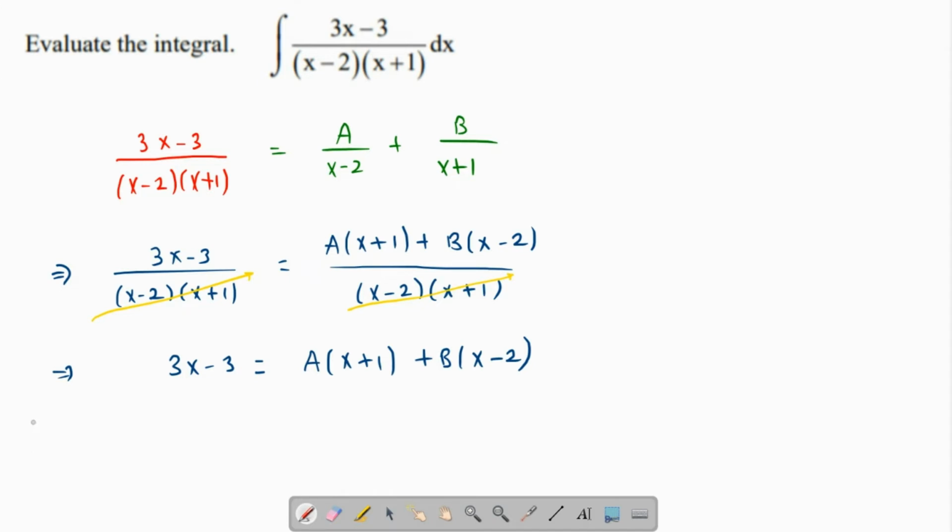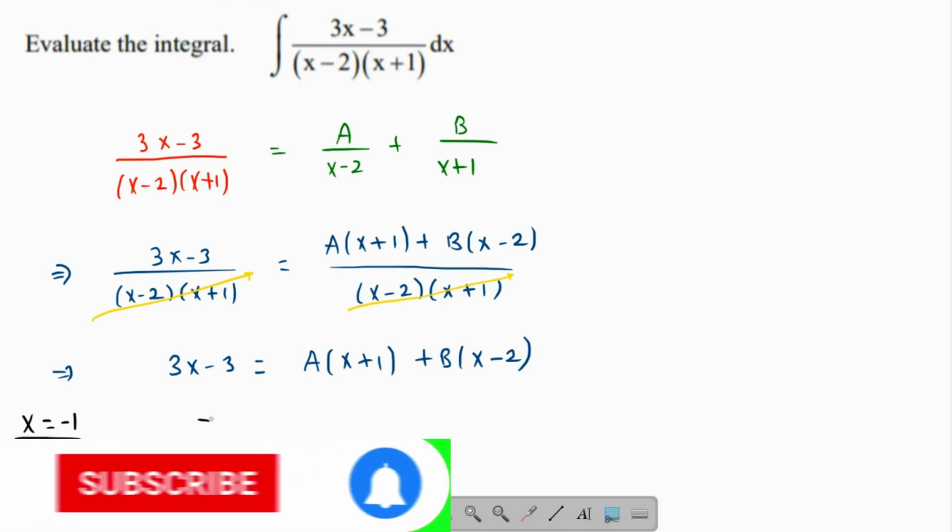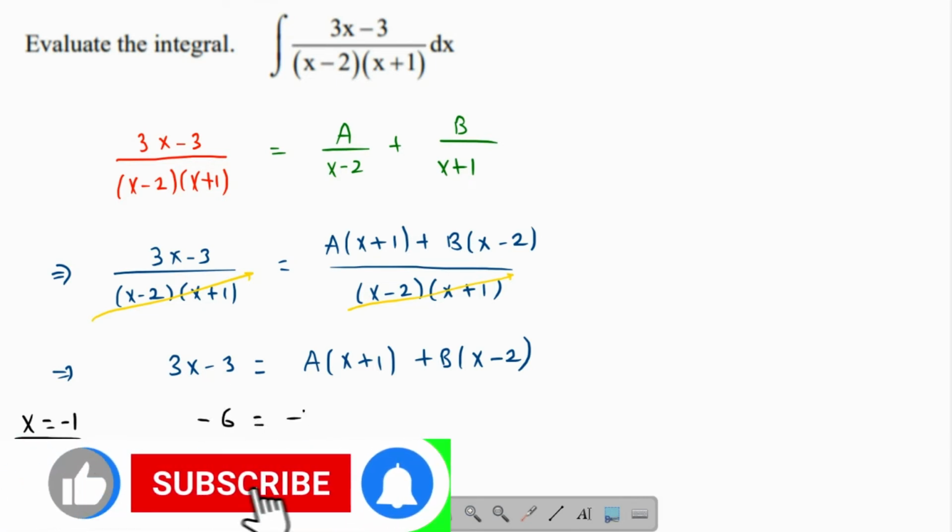The best way is to make a substitution. First, let's say x is minus 1, so that this expression gets 0 and we'll get the value of b. If x is minus 1, that's going to be negative 3 minus 3, which is negative 6, and that's going to be negative 3b. So from this, the value of b is coming as 2.